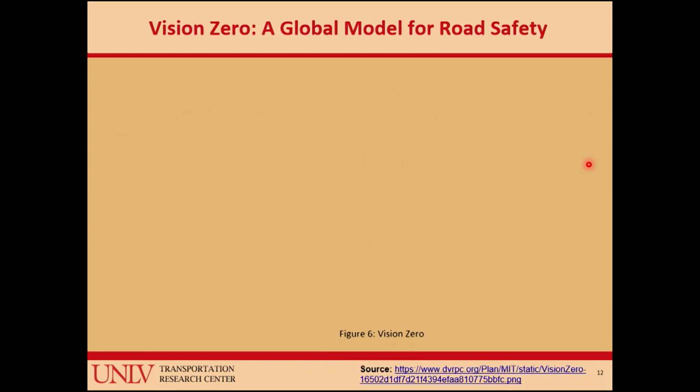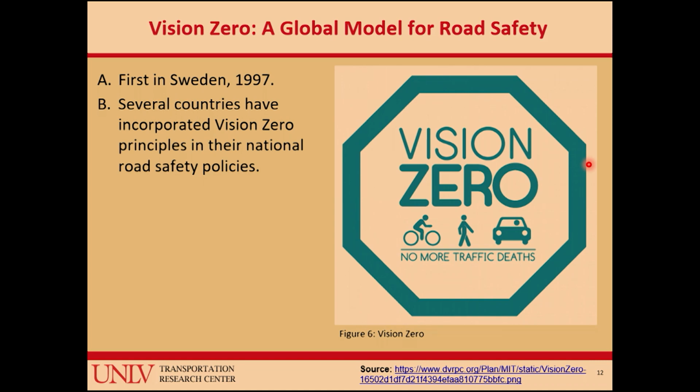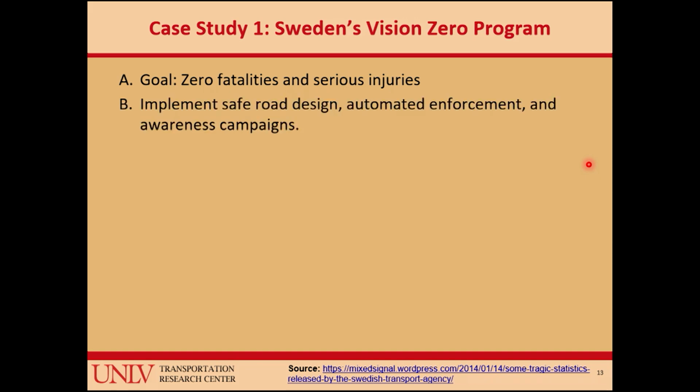So Vision Zero is a global model for road safety, and the goal is to have 0 deaths and 0 major injuries from road crashes. It was first in Sweden less than 30 years ago, and many other countries have incorporated this. The next few slides are some case studies from around the world and from the United States. So the goal in Sweden was 0 fatalities and 0 serious injuries. They implemented roadway design that several of you talked about, better enforcement and automated enforcement, and education and awareness campaigns.